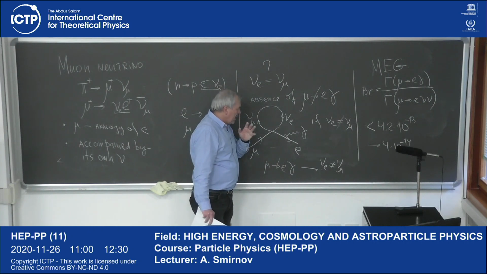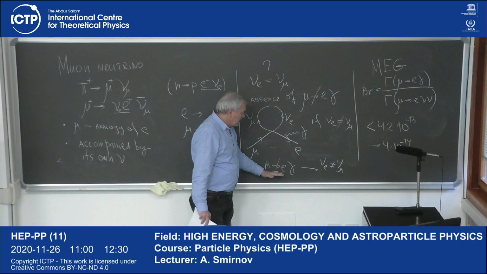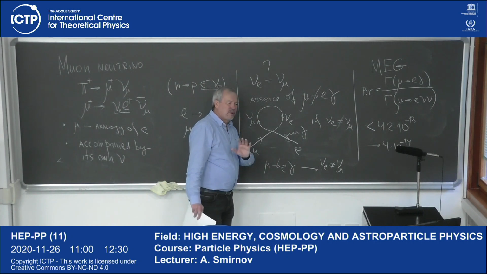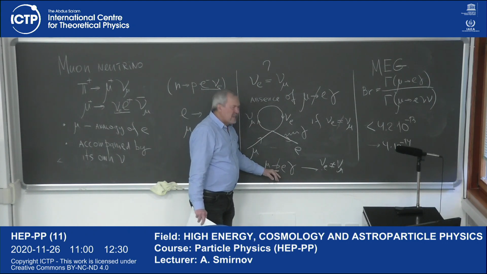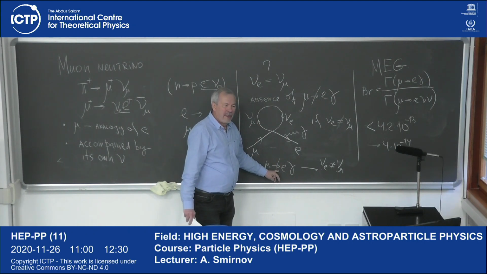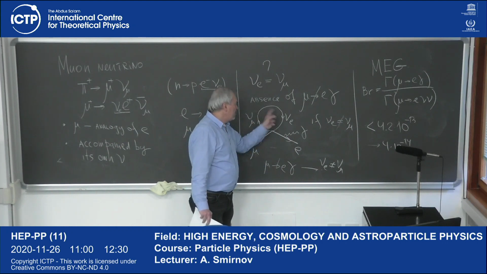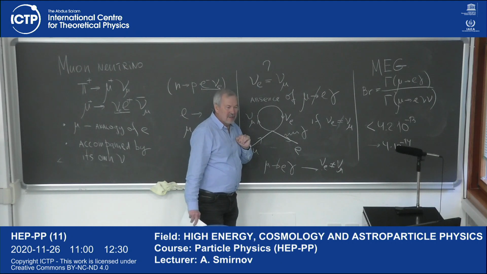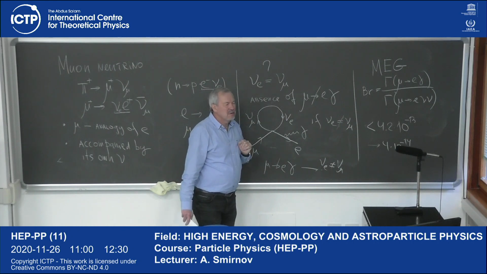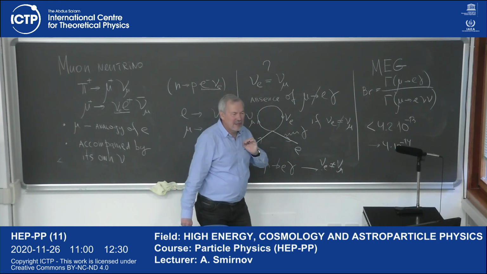And why are we doing this? Let me say, I'm not sure that you will appreciate this completely. Now we know what the neutrino masses are. And this process, in fact, should exist. And it should be proportional to neutrino masses. So this type of transition should still exist. But neutrino masses are so small that the branching ratio is 10 to the minus 54 or something like this.